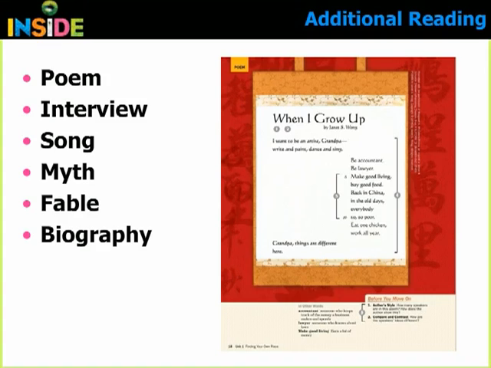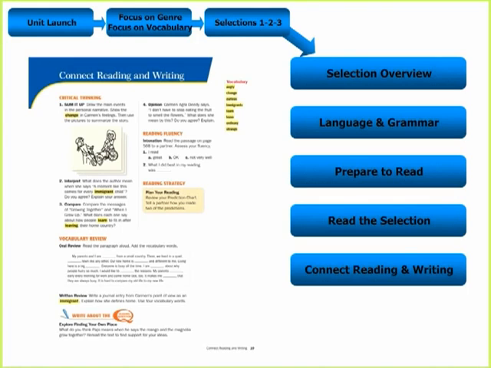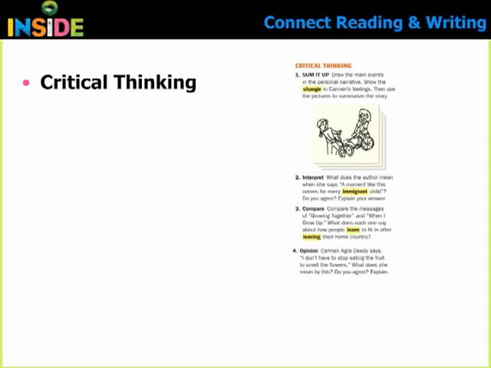Some selections within Insight also include an additional reading opportunity such as a poem, song, or interview. These short selections provide an additional opportunity for students to apply what they have learned. In Connect Reading and Writing, students use their new vocabulary to discuss and write about the selection. In Critical Thinking, students demonstrate comprehension by summarizing or retelling the selection.